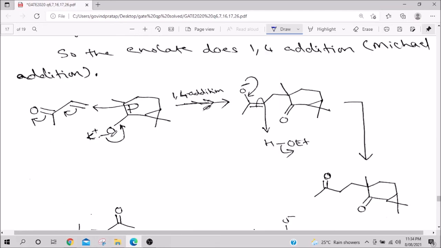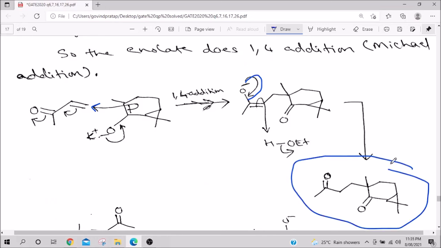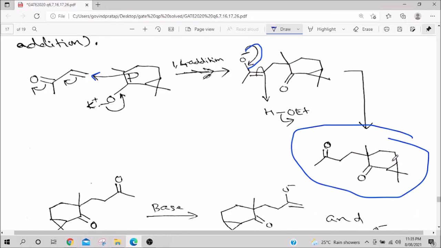So, you have this minus. This minus comes here, goes and attacks this carbon, and this comes here, you get a negative charge, and this O minus comes here, goes and takes a proton, and you get this molecule. So, this is what happens in the first phase.